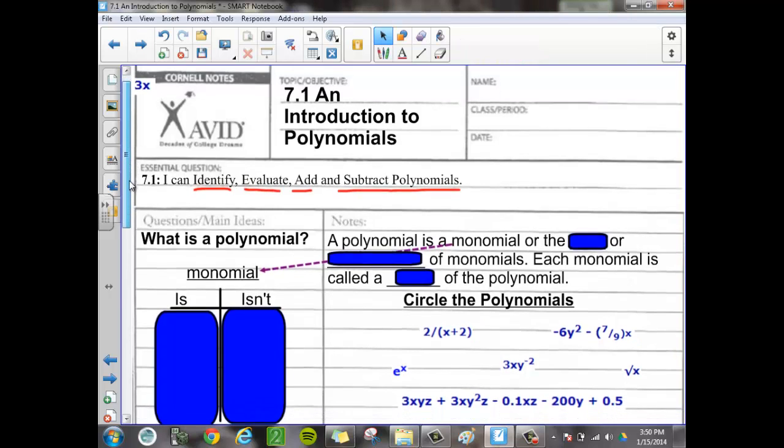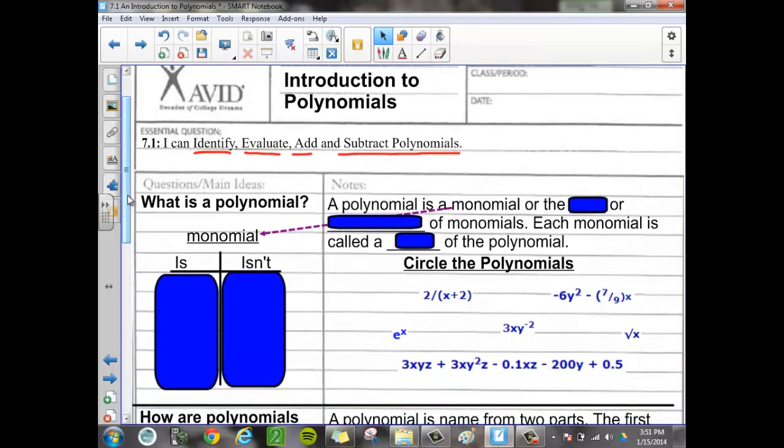Well, I kind of got to define here. It's really hard to tell you what a polynomial is, but I'm going to try to give you examples, and maybe that will kind of clear up what a polynomial is. Here's kind of a definition though.